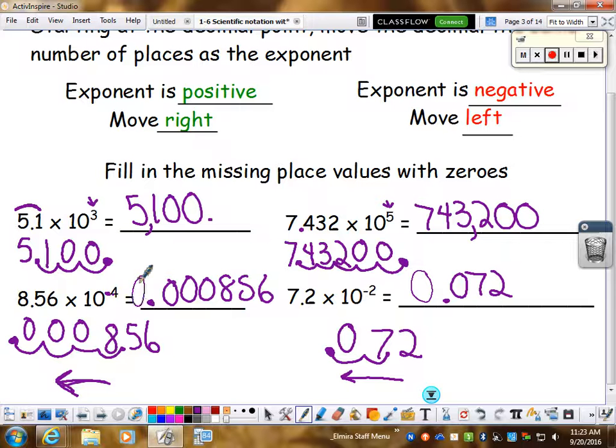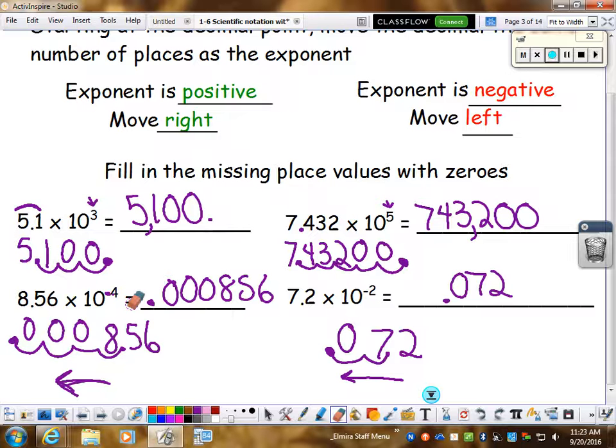Now, you can, if you want, put a leading 0 in front of those decimals. You can do that if you want. It's technically more proper, but you don't have to. Okay? It is perfectly acceptable to leave your answers just like that.